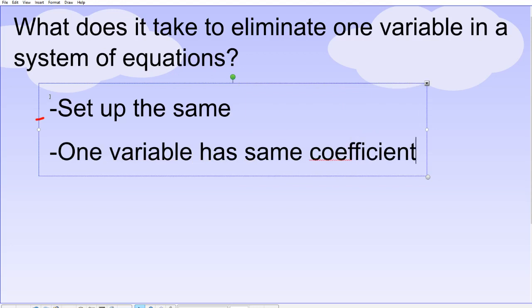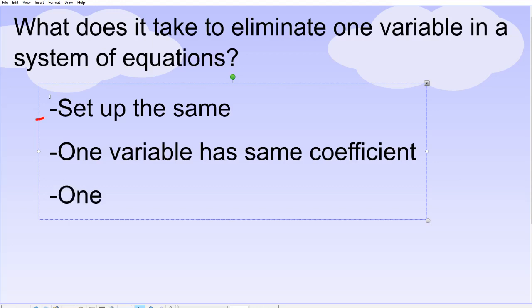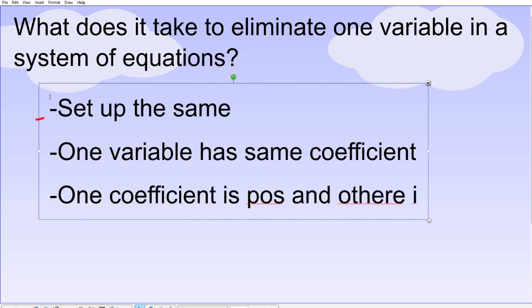So it has to be like a 3x and a 3x, or a 5y and a 5y. And the last thing we'd like is that with the same coefficient, one is positive and the other is negative. If those three things are true, then we just add the two equations together and solve, and it's easy peasy from there.